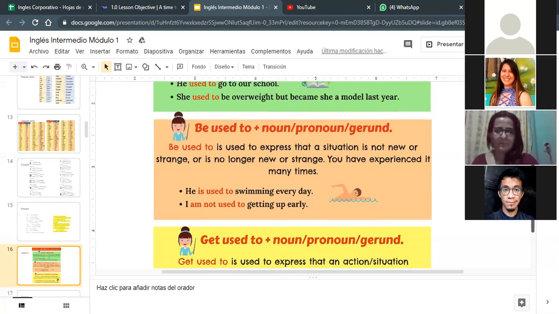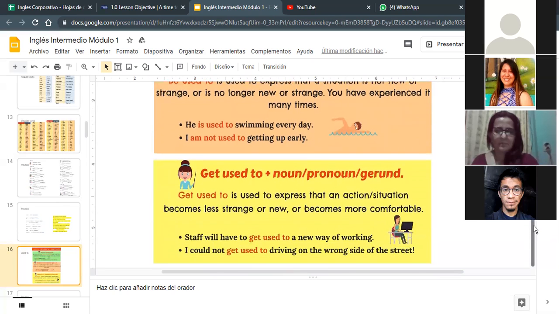Okay, and the other one is get used to. So we're going to use get used to plus a noun, pronoun, or gerund. For the question that you asked me before, it can also be a noun instead of a verb with ing. For example, he is used to horses right now. Ya está acostumbrado a los caballos, something like that.